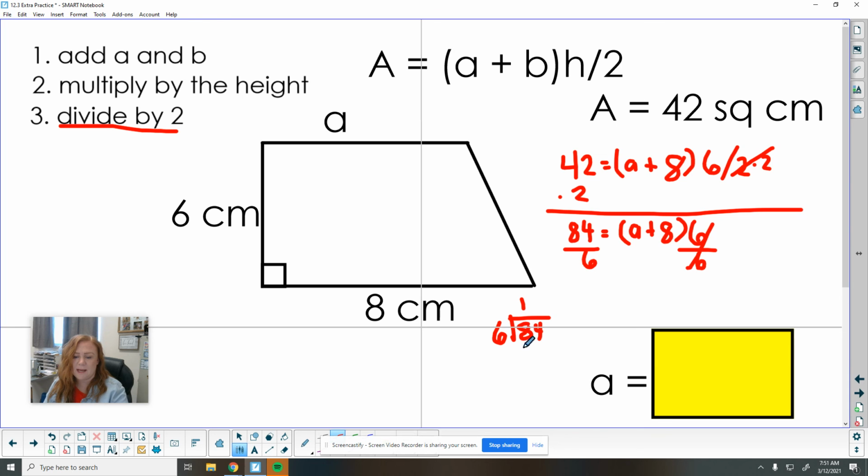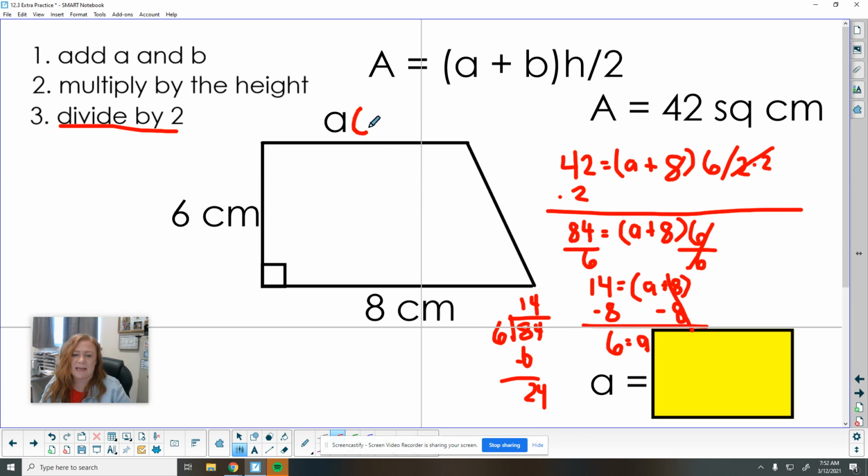It goes in there one time and 2, and bring down my 4. And 6 goes into 24 4 times. So we're left with 14 equals A plus 8. We need to get rid of this plus 8 to get A by itself. The opposite of adding 8 is to subtract 8 from both sides. So this cancels out. 14 minus 8 is 6 equals A.